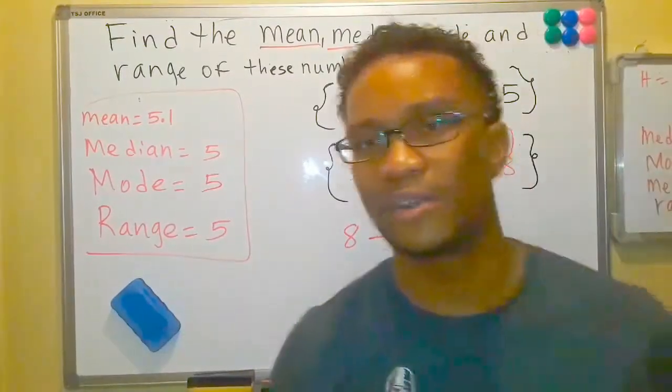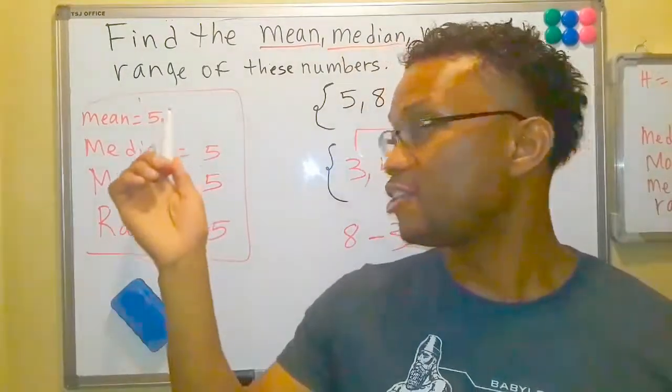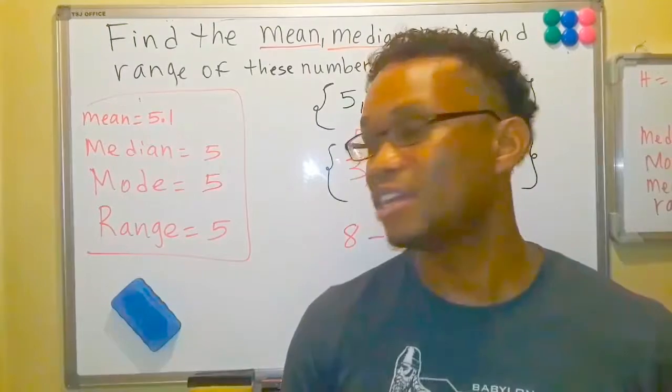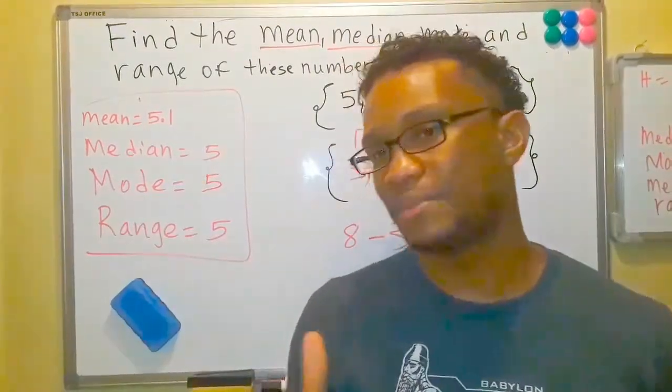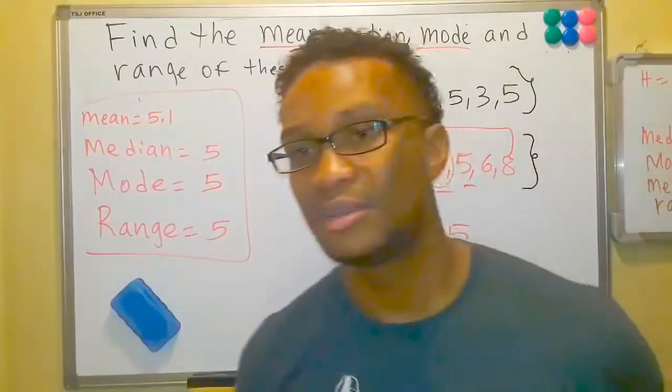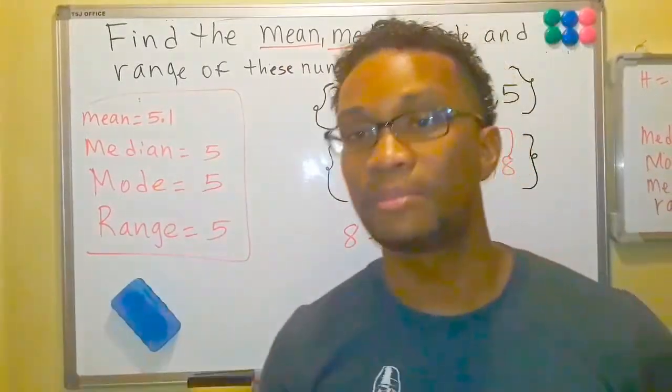Now I just want to be clear that not every time you have a mean, median, mode, and range will it always be the same number. It just happened to be that for this case. But usually you get a different array of numbers.